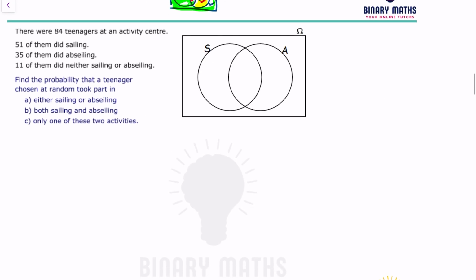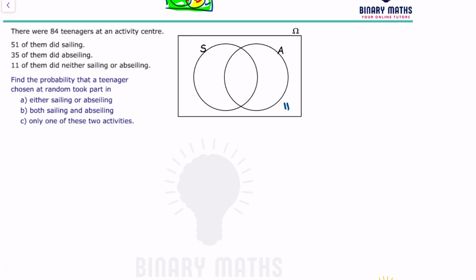Next question. There are 84 teenagers at an activity center. 51 of them did sailing. 35 of them did abseiling. 11 of them did neither sailing nor abseiling. So the best one to start off with is always the last one, which is 11 on the outside. Okay, so we know there's 84 altogether. So 84 take away 11 gives us what remains, which is 73.